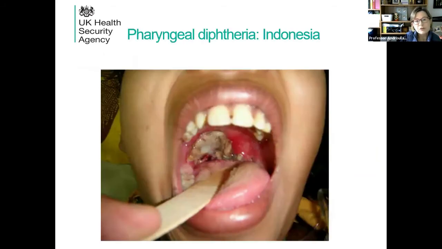I'll just show you some clinical pictures. This is a slide showing the classic pseudomembrane. This is a very thick, very rigid membrane which forms at the back of the throat. It's very, very difficult to remove the membrane. If you remove it, it may cause excessive bleeding. So it needs to be dealt with and removed by an expert, an infectious disease expert.